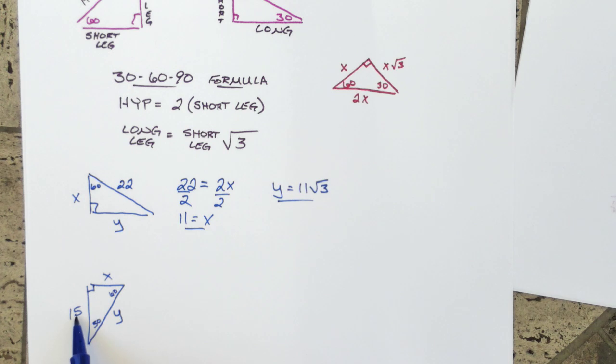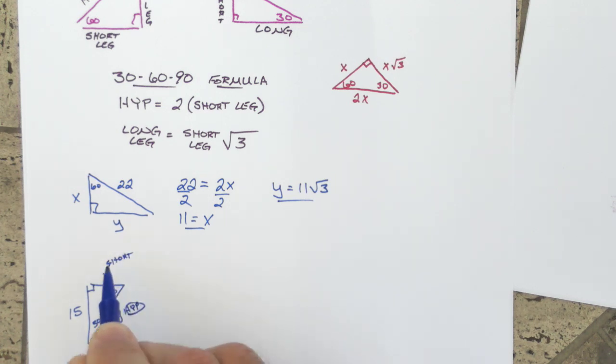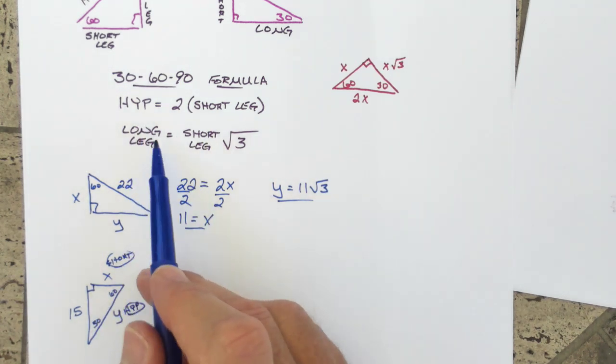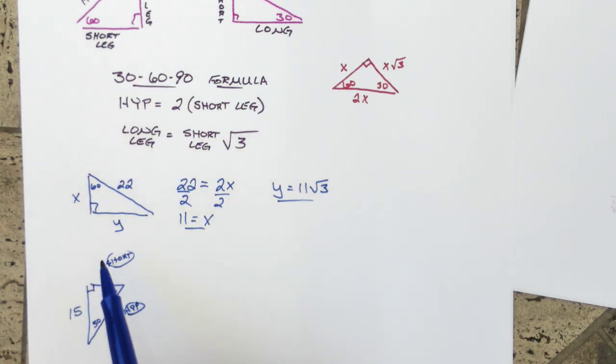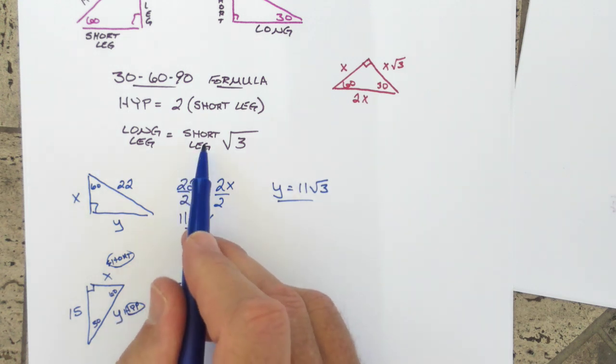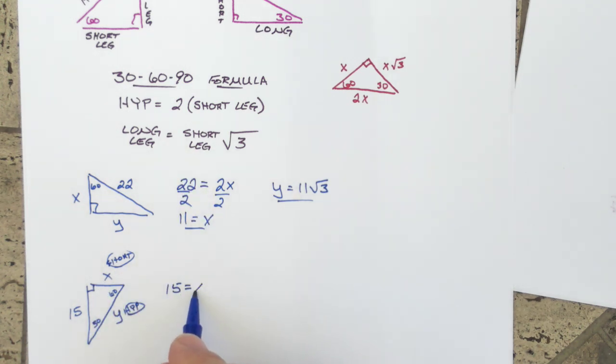So we have the long leg right now. We've got to find short. We've got to find hypotenuse. We've got long leg. Is there a long leg hypotenuse relationship? No. So we've got to go with the long leg and the short leg. So let's write it out. Long leg, 15, is equal to the short leg, x, times the square root of 3.